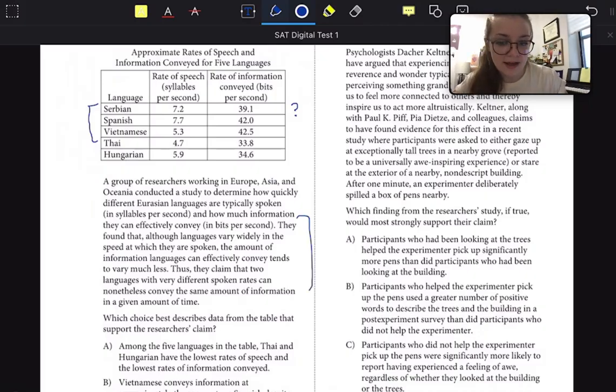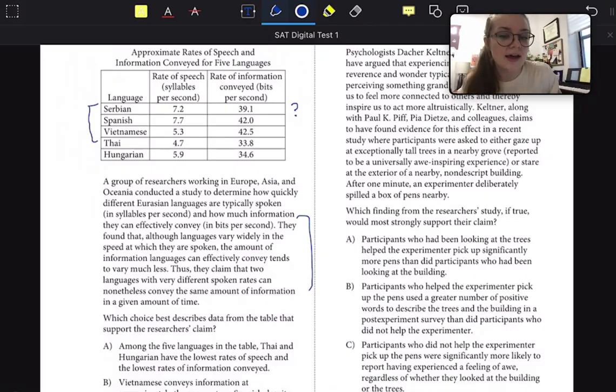They found that although languages vary widely in the speed at which they are spoken, the amount of information languages can effectively convey tends to vary much less. This can sound like a really complicated, really academic, heightened language kind of phrase, but it's important to know that you can break it down into your own words. If you can summarize it and simplify it, that's a really good indicator that you know exactly what it's saying. So let's try and do that.